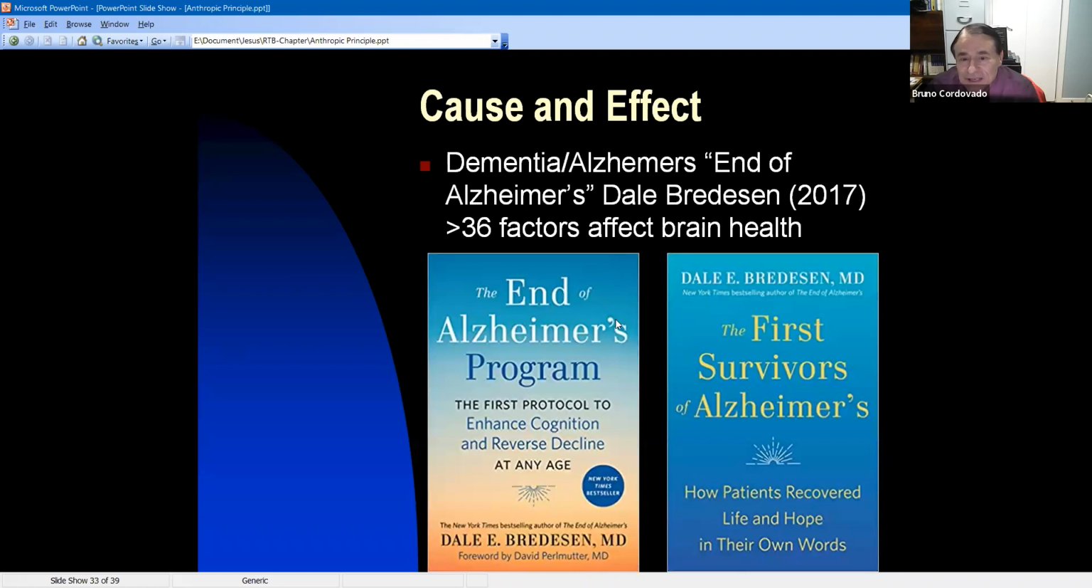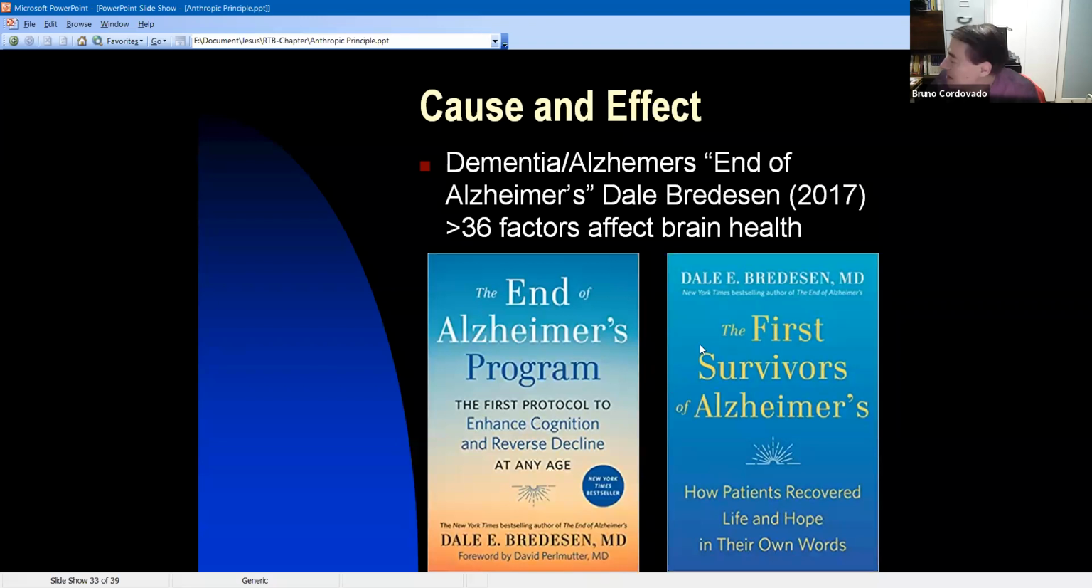Dementia and Alzheimer's. In 2017, a researcher named Dale Bredesen wrote a book about Alzheimer's and how to actually reverse it. And he found out that there's 36 different factors that affect your brain health. And he made an analogy of saying, let's say you have 36 holes in your roof. And when it rains, you get water coming in. How do you stop the rain? Well, you've got to plug up all those 36 holes. Plugging up one or two won't help.